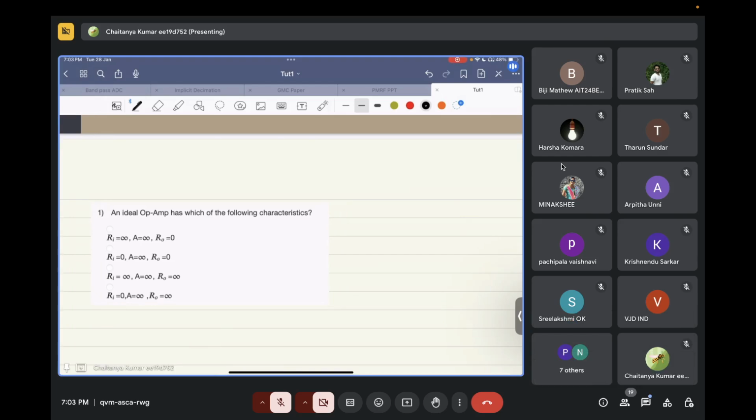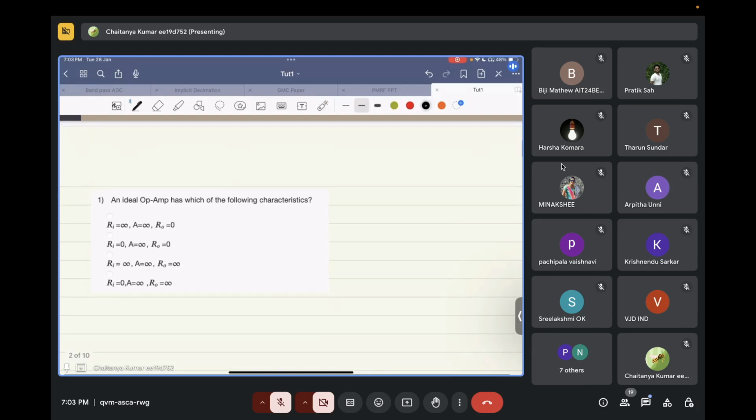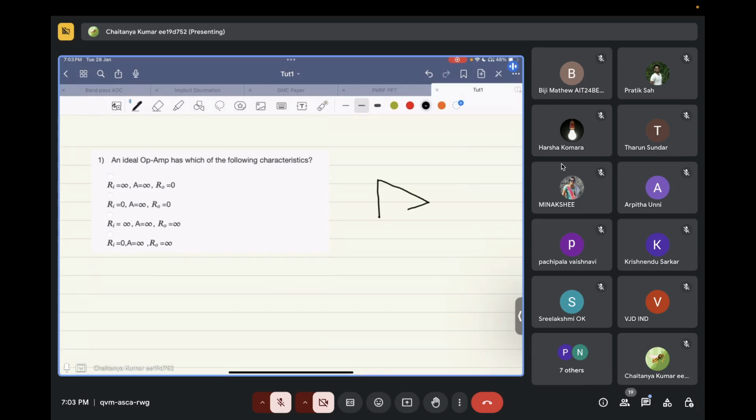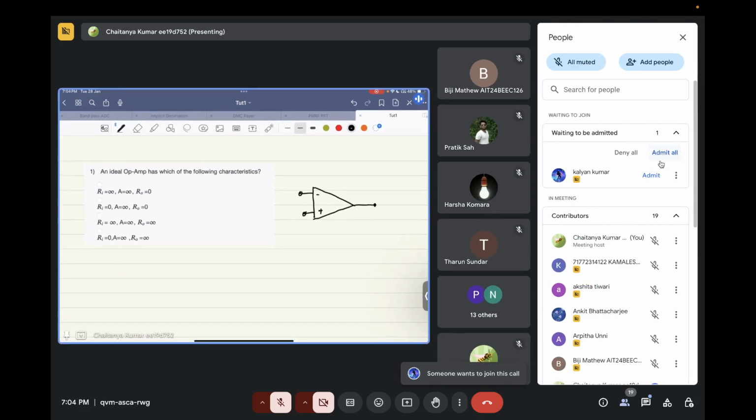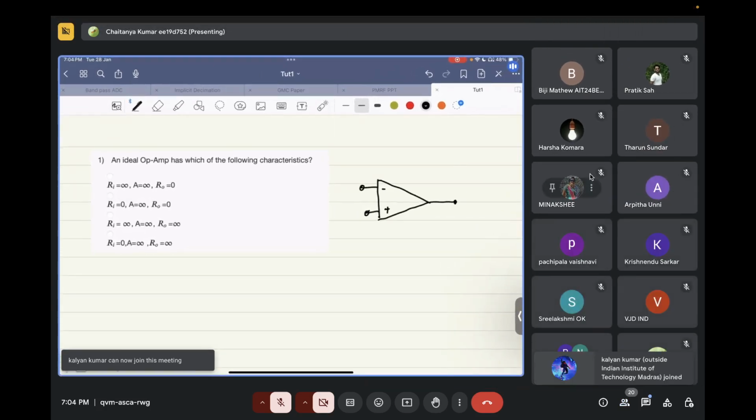The question asks, what are the ideal characteristics of an op amp? Everyone knows about the operational amplifier, that is what the course is about. Given a three-terminal op amp, with two terminals being the input and one terminal being the output, what are the ideal characteristics of the op amp? Can you help me with the answer? What should be the input resistance of the op amp?